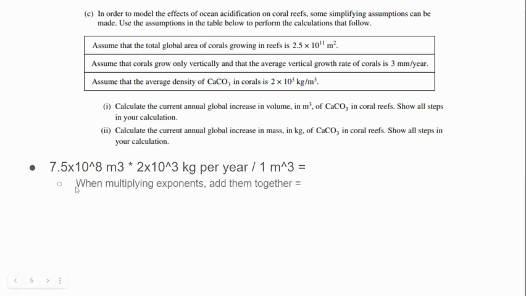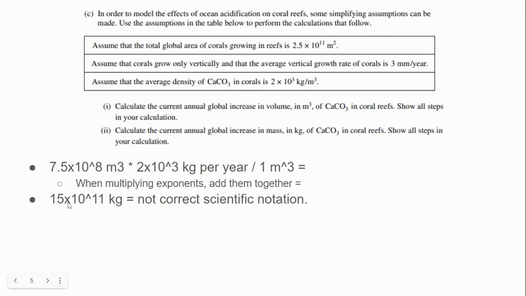All right, so basically when multiplying exponents, you add them together. When we divided earlier, we subtracted, but now that we're multiplying, we add them together. So I have 2 times 10 to the third in the numerator, and I have 10 to the 8th in the numerator. So what I'm going to get is 15. So 7.5 times 2 is 15. 10 to the 8th times 10 to the third is 10 to the 11th kilograms.